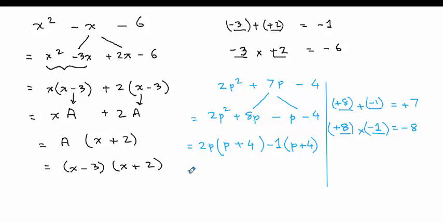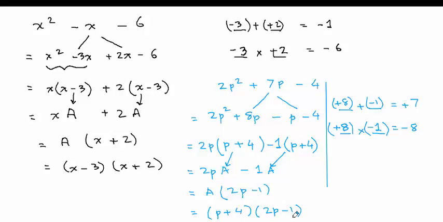And in the next step, just like we did on this one, you can imagine this to be one single variable. So it's like saying 2p times a, all of this is a, p plus 4, minus 1 times a, p plus 4, and therefore you can take the a out, which is p plus 4, we are going to replace that soon, times 2p minus 1, which is equal to, replace the a back, p plus 4 times 2p minus 1. That is the factored form, or the factorized form, of 2p squared plus 7p minus 4.